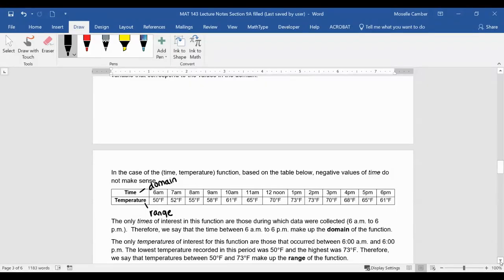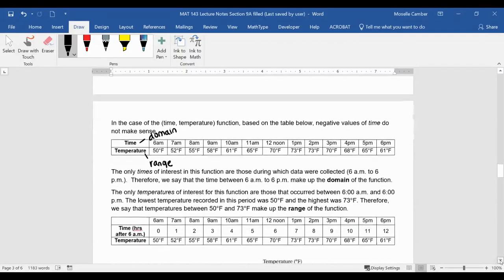And then for range, we're not going to be looking outside the range of that particular day. So it looks like these range from like 50 to let's see, 73. So my range is going to be between 50 and 73. We're not going to look at like 30 degrees or 90 degrees because it didn't happen during those times.